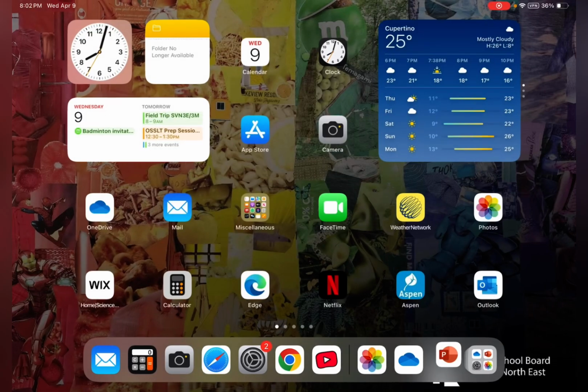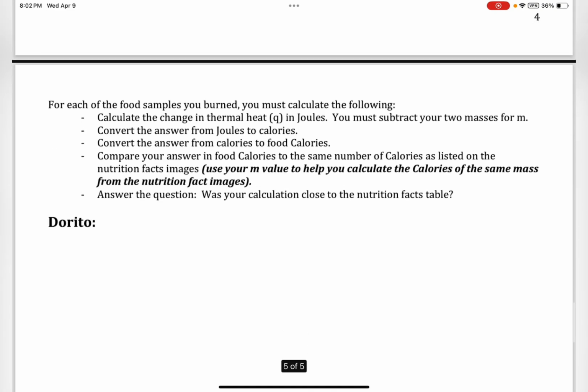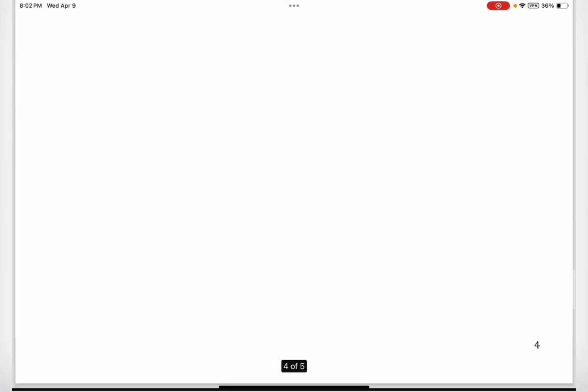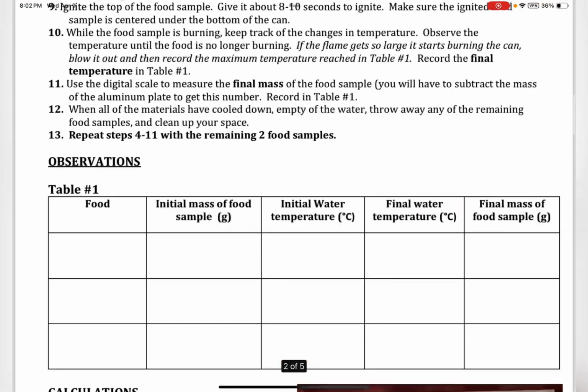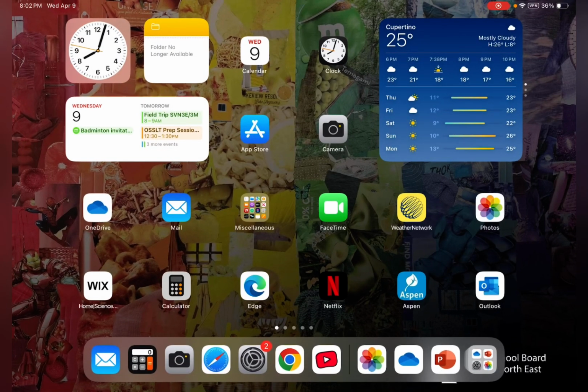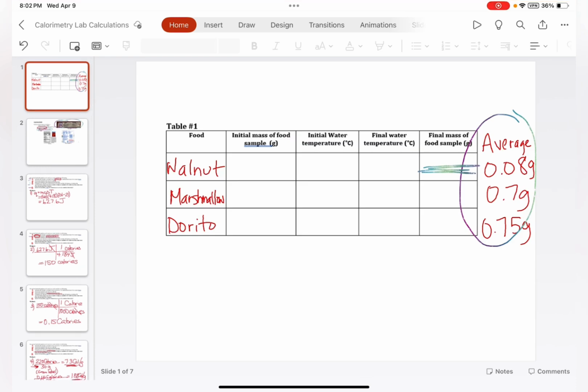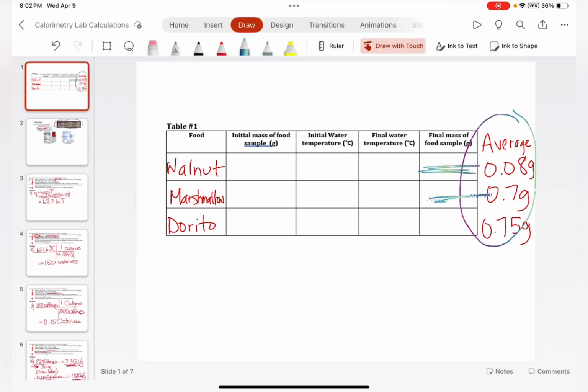I would like you to do the same for the marshmallow and Dorito using that process. But remember, you will be using the values that are in your table for temperature, and don't forget to use the class average for these other two for when you need the mass, okay?